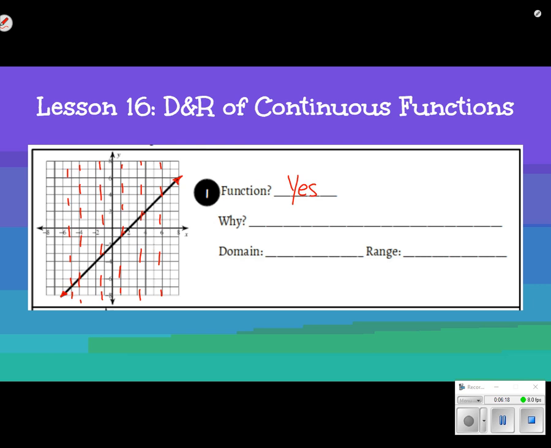Now tomorrow's lesson is about what family these functions belong to, and this is one of our function families we'll talk about tomorrow. Now, why is it a function? It passes the vertical line test. You could also say each x has only one y. Okay, those are good statements about what's going on with our function.